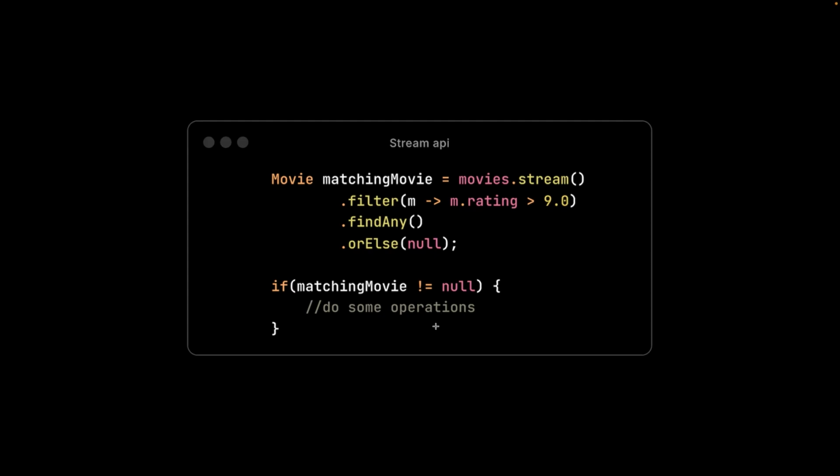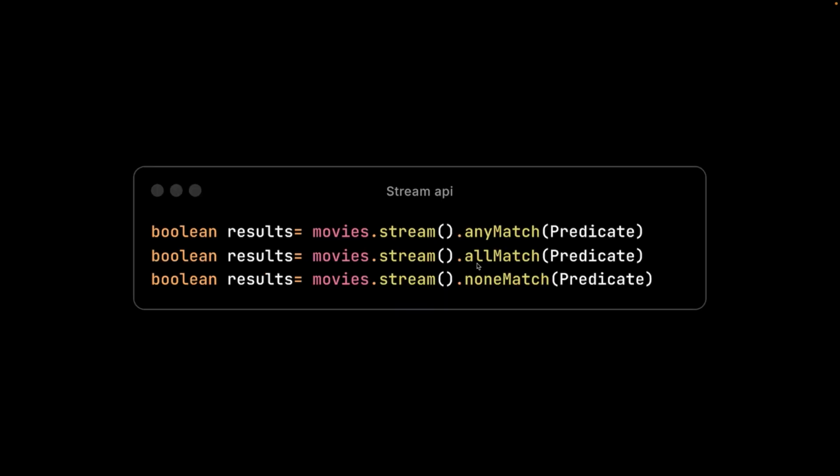If a matching movie is found, if it is not null, then do the operation you want to do. Okay, this works perfectly fine. But if you check this piece of code, my requirement is only to check whether any movie has a rating above 9 or not. Then why should I filter the whole stream and then check again? Wouldn't it be smarter to stop the stream immediately once the condition is met? That's exactly why Java 8 introduced three powerful terminal operations to handle conditional checks more effectively: anyMatch, allMatch, and noneMatch.